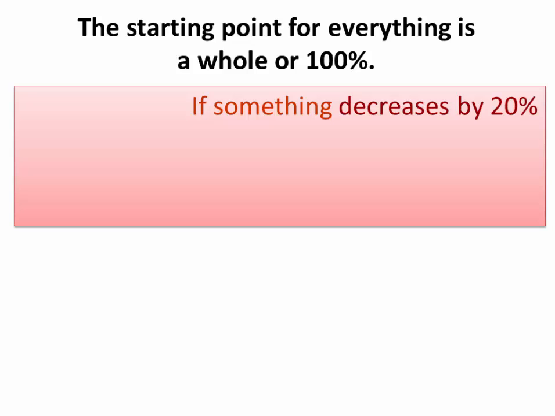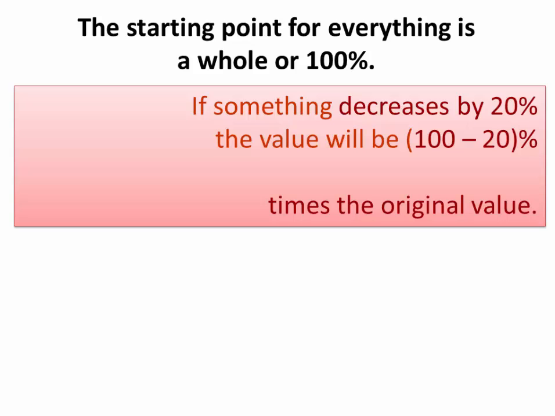If you are asked to decrease something by 20%, then again we start at 100 and we subtract 20. So the new value would be 100 minus 20% times the original value. Or you could write it as 80%, or if you're working as a decimal, 0.8.